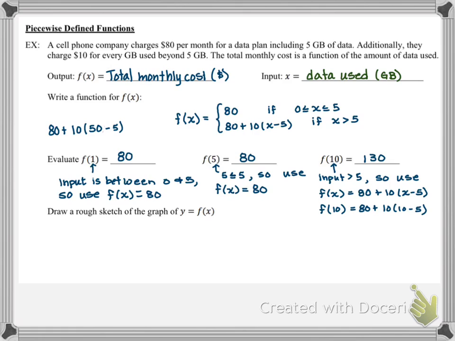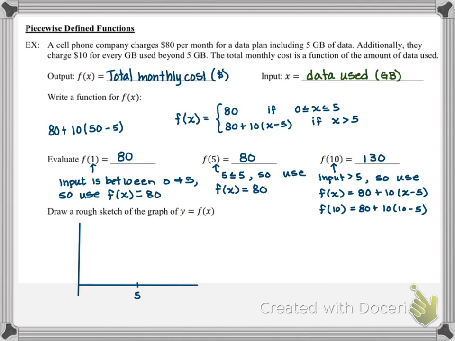Does that make sense? Like how we picked which one to use and then used it? Any questions on that? Okay, let's sketch this graph. We're not going to do any details here. We're just going to look at what happens at 5.